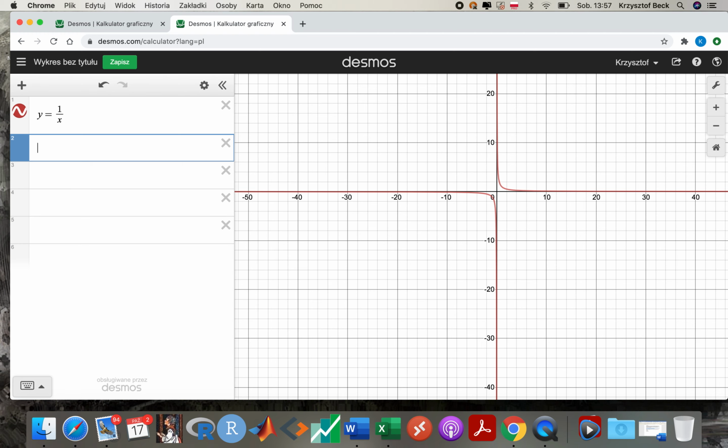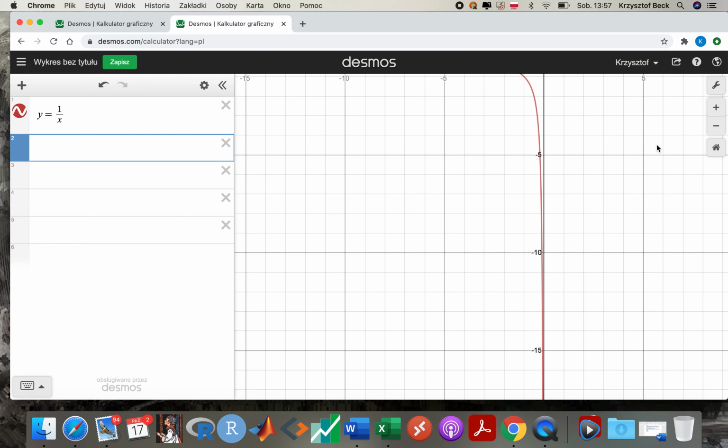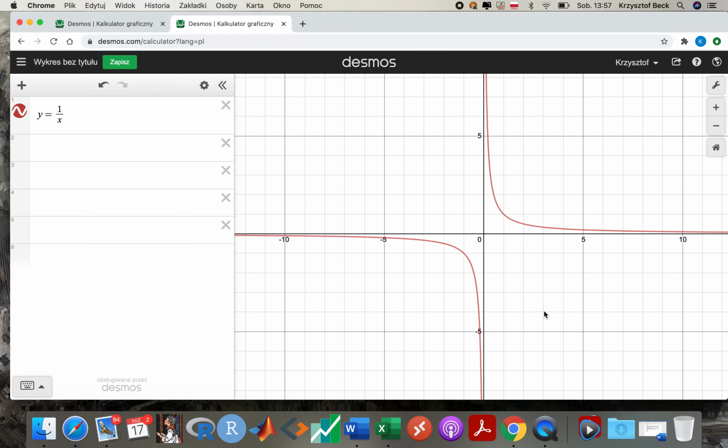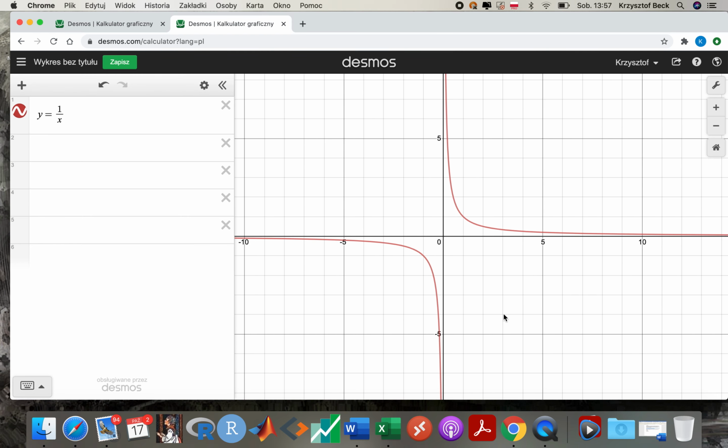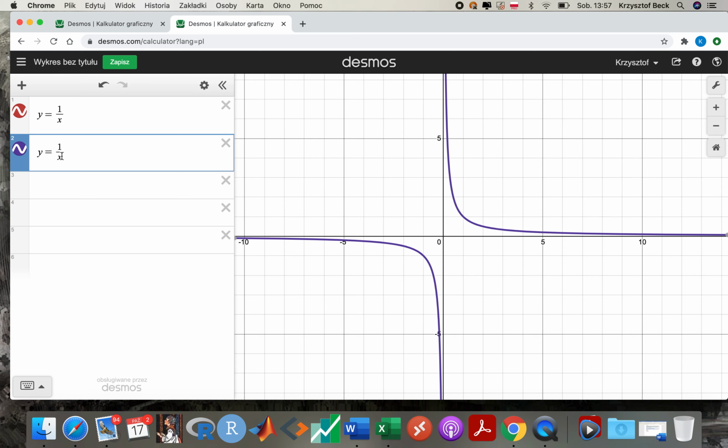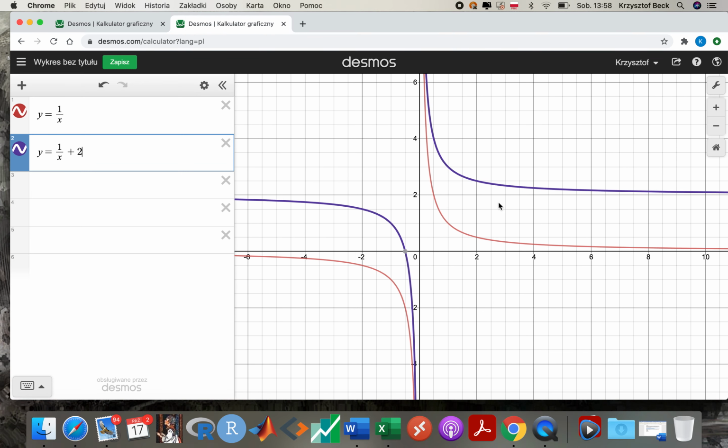Okay, this is the function I think we've seen the most times. Now, let's see how all the transformations that we've encountered here work. Okay, let me copy this function over here. And now, the first transformation that we can do is, for example, to add 2 to this function. And look, we get a function that is 2 units higher. But we should also remember about the asymptote.